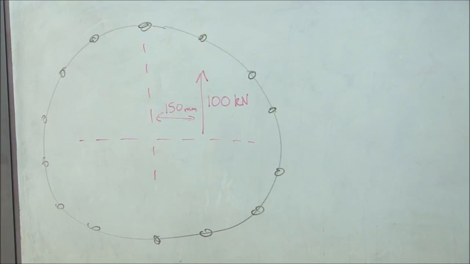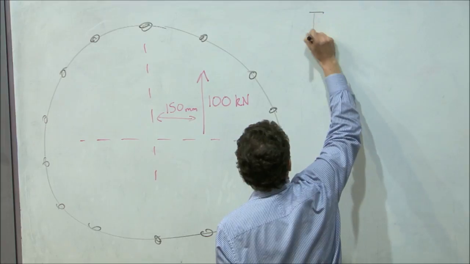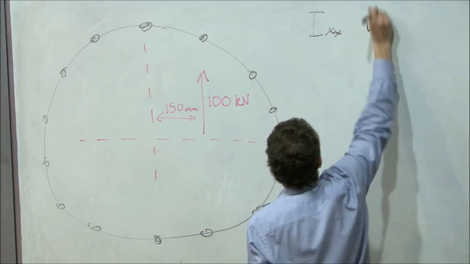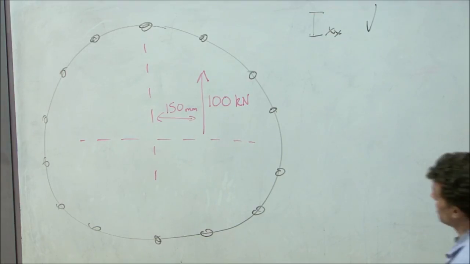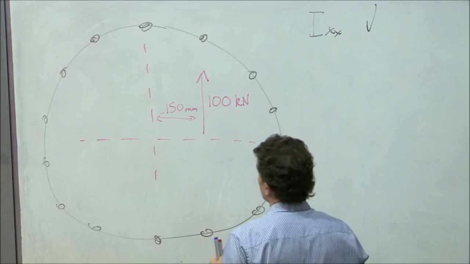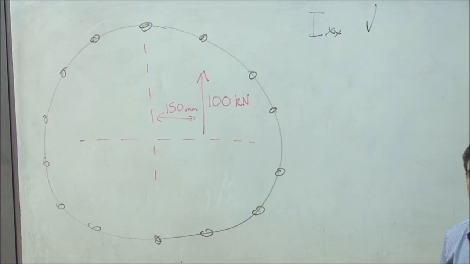So, the first step is to calculate the IXX, which we've already done because we've done that for the bending calculation. So we don't need to repeat the calculation, it's still there. Now, because we've got a closed section, what's the first step to start the problem? Make a cut.